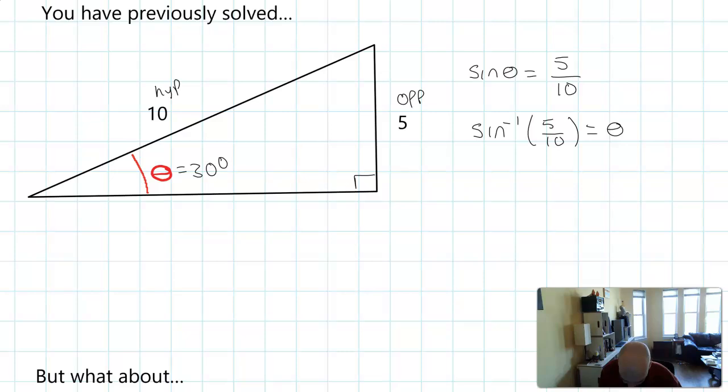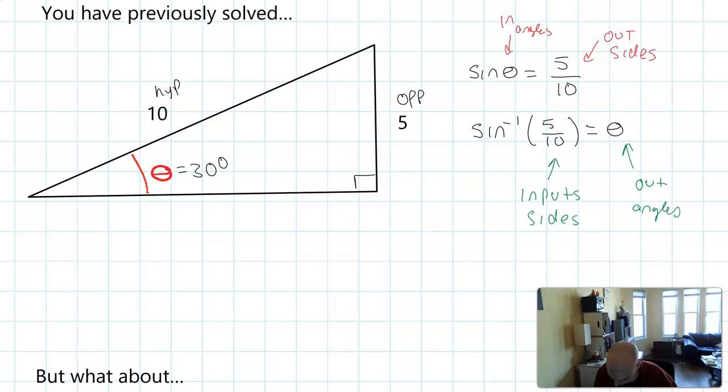From this, we have this key idea that normal trig takes in angles and outputs sides. Inverse trig has the opposite relation. It has inputs of sides, and it has outputs of angles. And in this sense, it works much like an inverse function should. You're exchanging the inputs and the outputs, or in the language of Math 4, you're exchanging the domains and the ranges of the two functions.